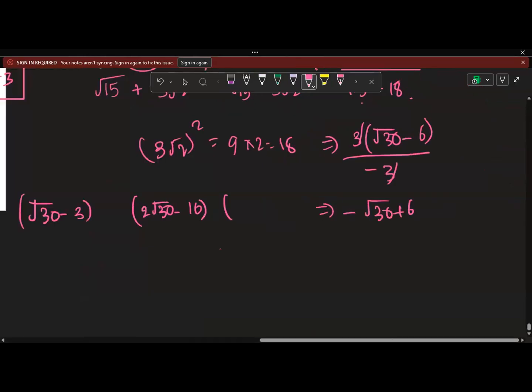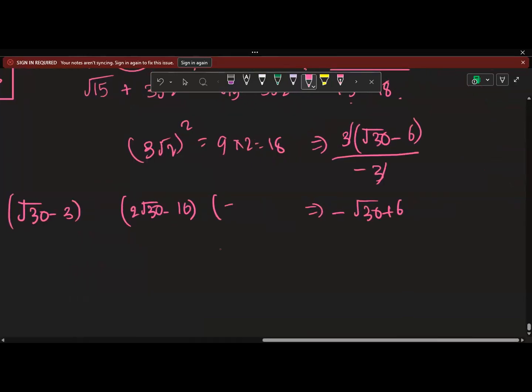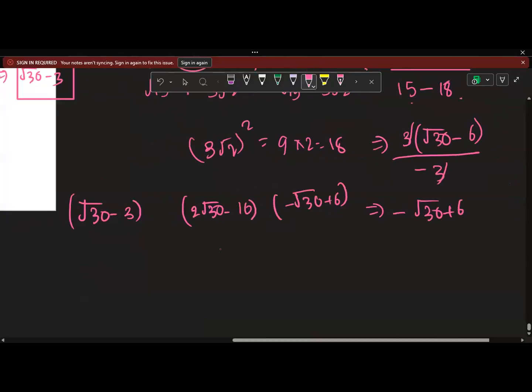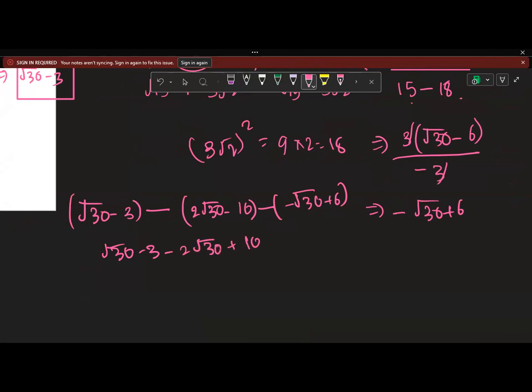And the next part is minus root 30 plus 6. And between all the three numbers, there was a negative sign. Now open the brackets. So root 30 minus 3 minus 2 root 30 plus 10 plus root 30 minus 6.